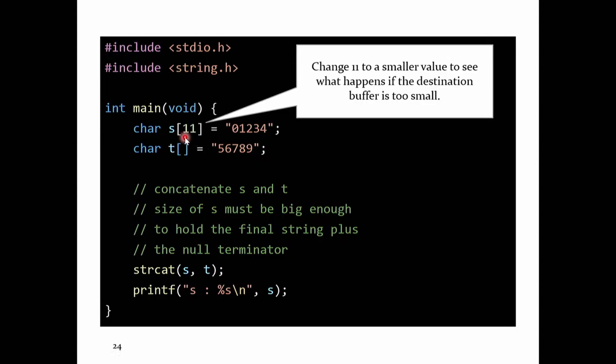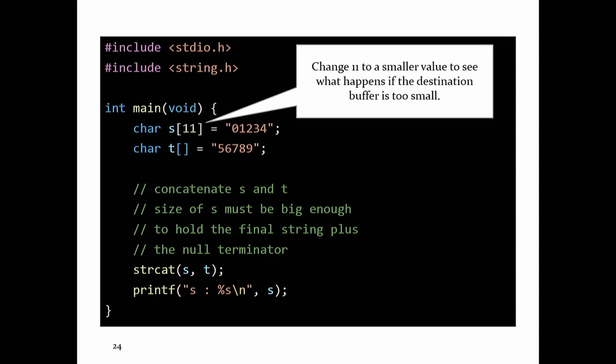All right, so this is going to be my destination array. It contains 5 characters in it, plus the null terminator, so it has 6 things in it. There's t, which has another 5 characters in it. I would like to append, sorry, which one's the destination? S is the destination. I'd like to append the 5, 6, 7, 8, 9 to the end of this array, S, so I'd like to get the string 0 through 9. How do you do it?